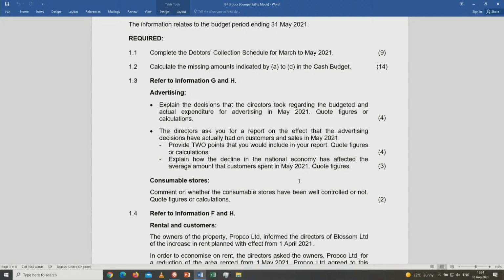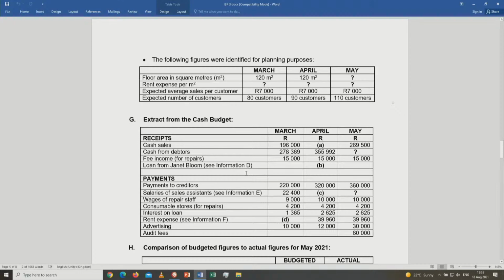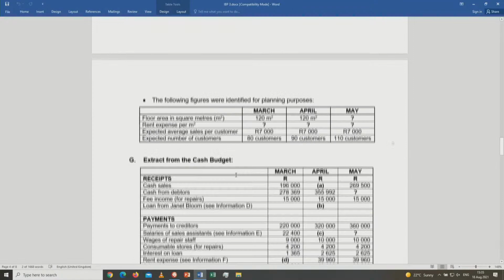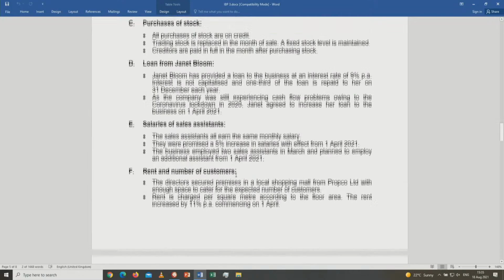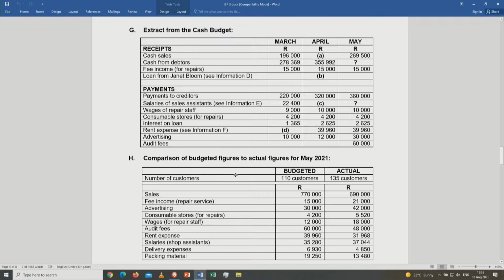Now, let's go to May. Remember advertising. Business people will tell you that advertising has to do with sales. And let's check G and H. It says there, what decisions did the company take regarding advertising? Regarding budgeted and actual expenditure for advertising. Now, let's look at advertising. The budgeted was 30,000, but the company spent how much? 42,000.